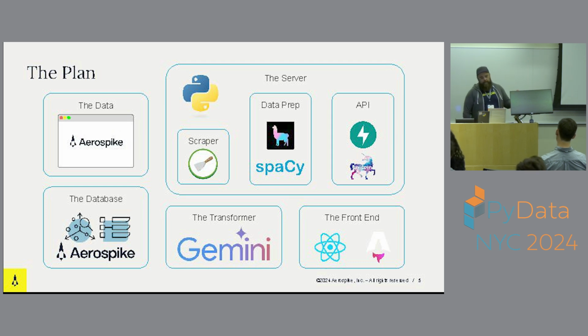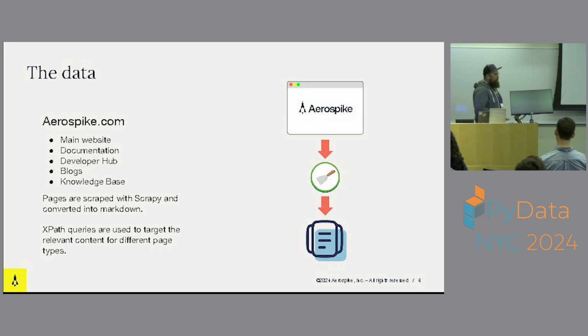And then the front end, our actual aerospike.com, is an Astro website with a bunch of React components. If you're not familiar with Astro, I would definitely check it out if you like to do front end work. And React is just really easy to integrate with. So that's the overall plan. And what we'll do as we go through here is talk about each of these individual pieces on their own, right? So we'll start with the data.